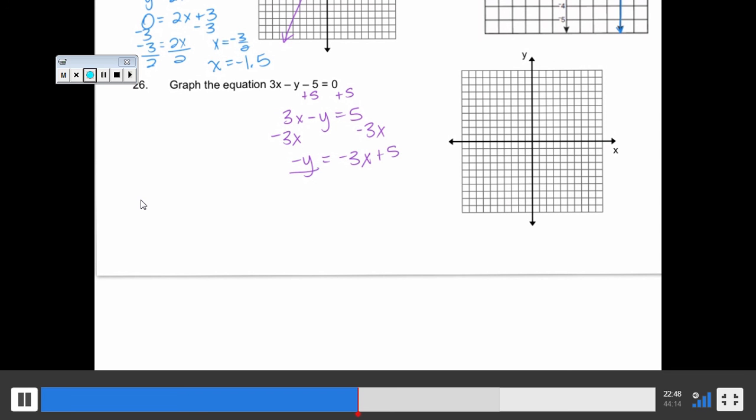And then, since I have a negative y, I've got to divide every term or multiply every term by -1. So we have y equals 3x minus 5. Remember, in this form, you always start with your b, so you go to -5. And then your slope is 3, so you go up 3, right 1. Up 3, right 1. And then down 3, left 1.